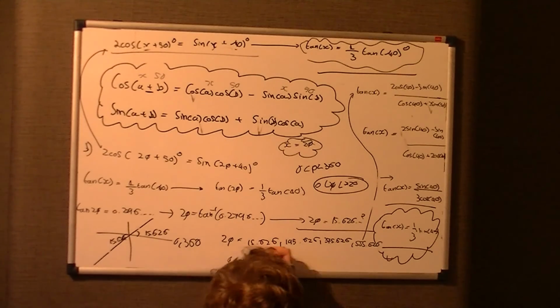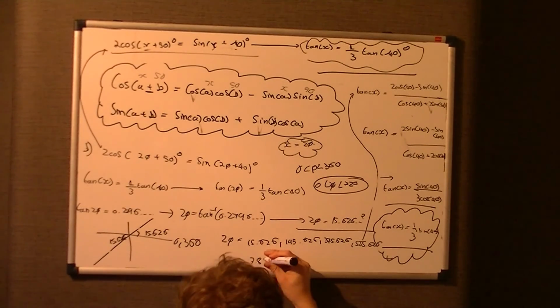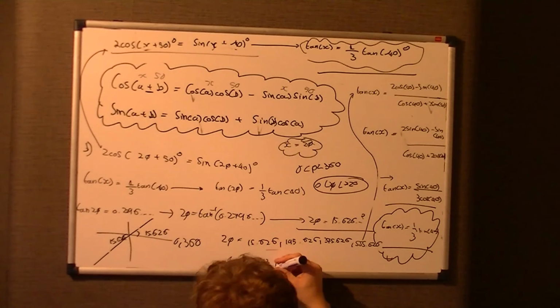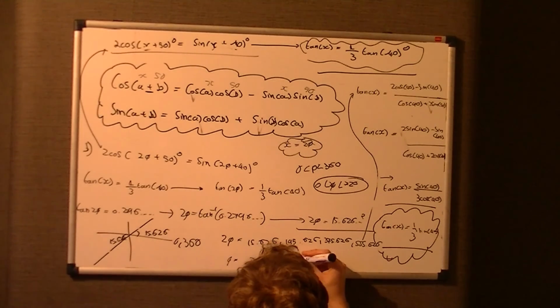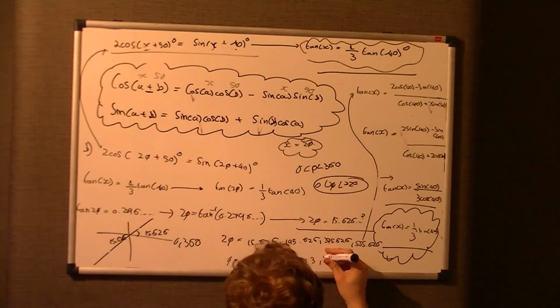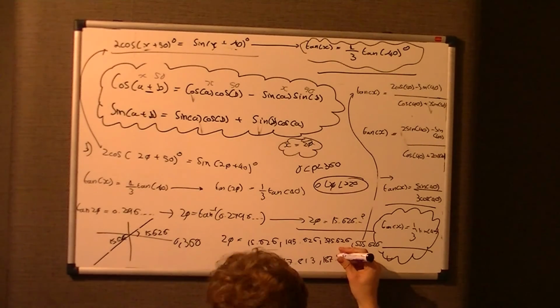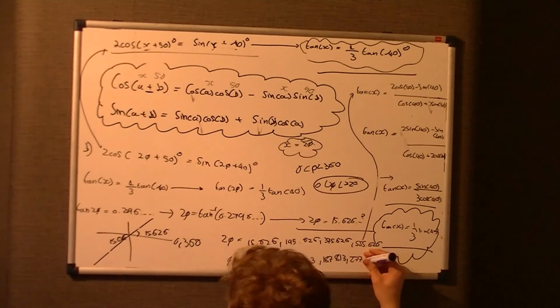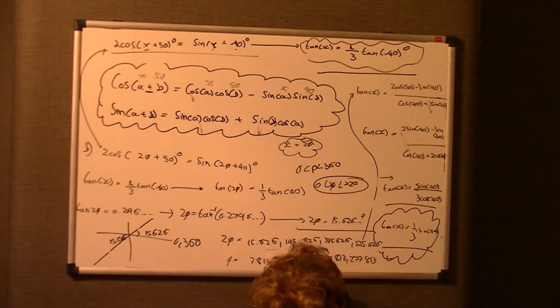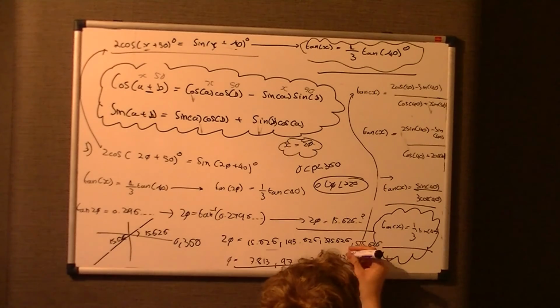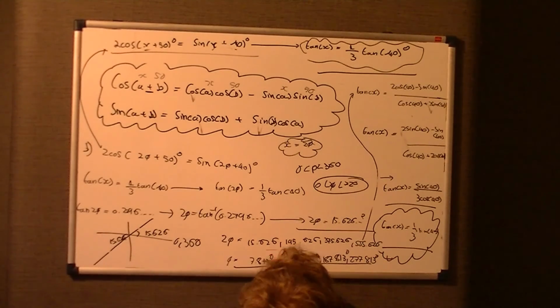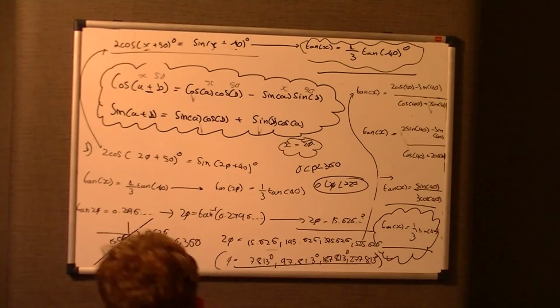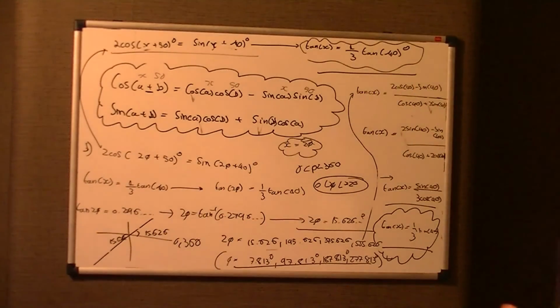So what we need to do now is halve all of these answers to get our end answer. So theta is equal to 7.813, 97.813, 187.813, and finally 277.813. And remember, they are all in degrees, so you need to attach the degree sign to them. But that is your end answer. So, quite a difficult question, I think you'll agree.